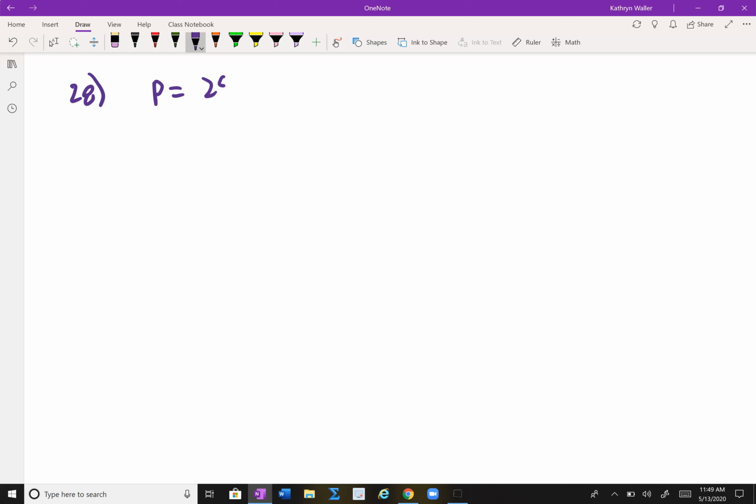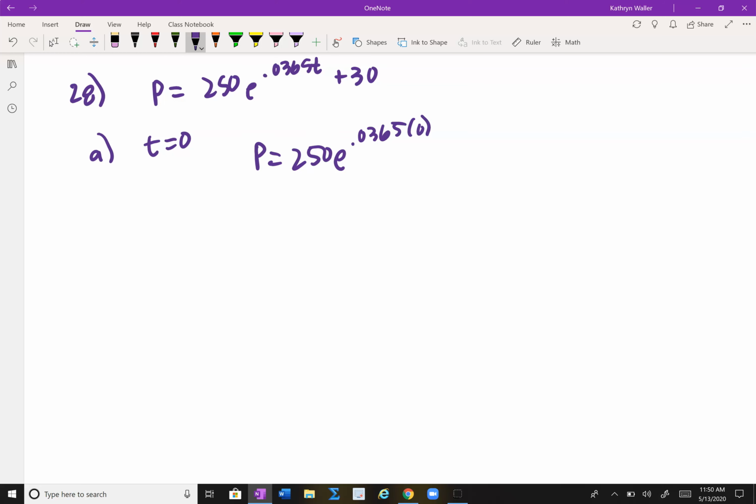Okay, so here's your formula. What's the population size initially? It probably should say, what's the initial population? Oh, it does say initial. Initially, time is 0. So if you just go P equals 250 e to the 0.0365 times 0 plus 30. Well, I can do this in my head because 0 times 0.0365 is 0. E to the 0 is a 1. 1 times 250 is 250. 250 plus 30 is 280. So 280, and I was going to say people, but it is bacteria.